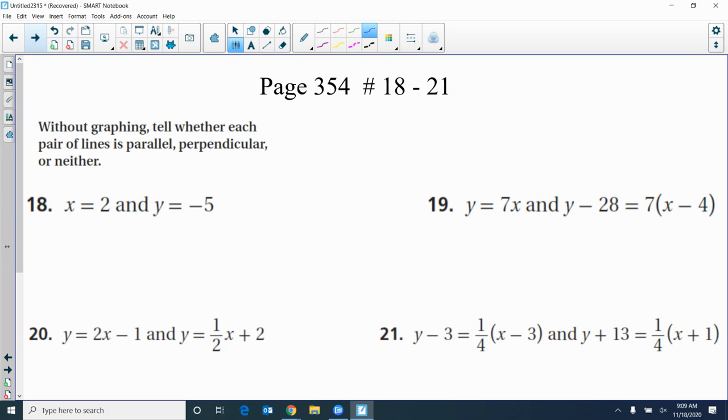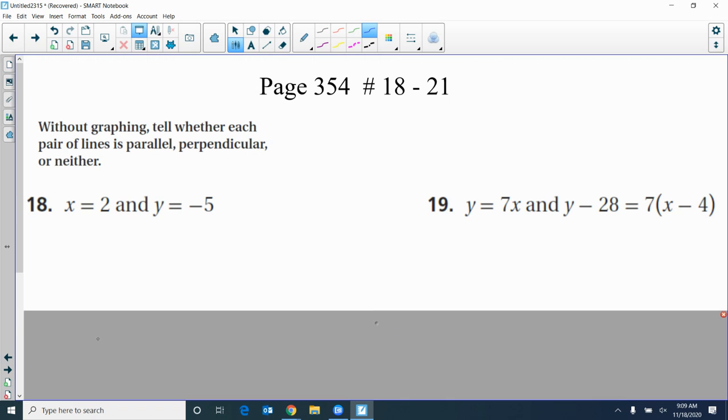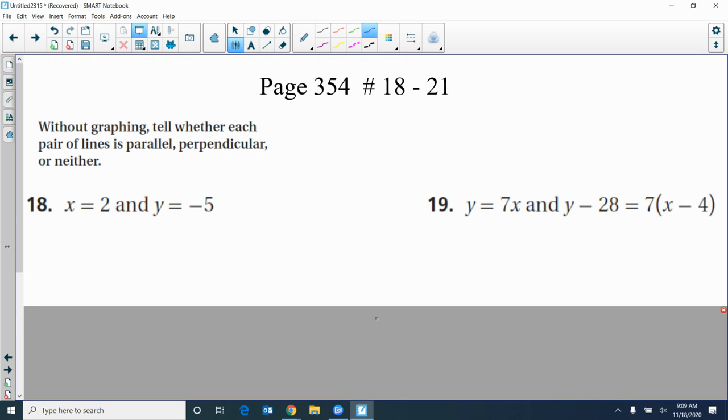Alright, now take a look. Without graphing, tell whether each pair of lines is parallel, perpendicular, or neither. So let's just look at 18. x equals 2 and y equals -5. Parallel? Perpendicular? Neither. Christian? None. Okay, 0 for 1.